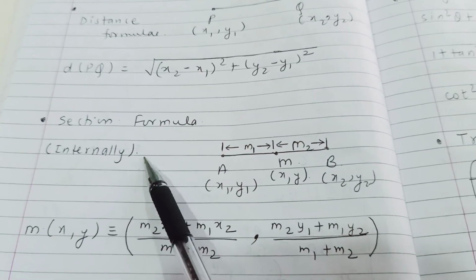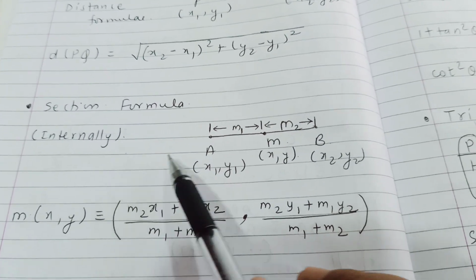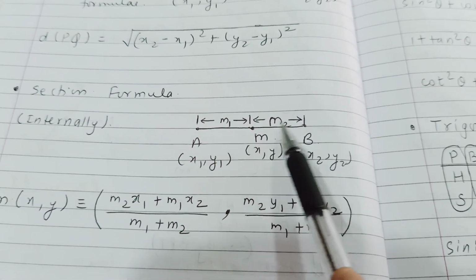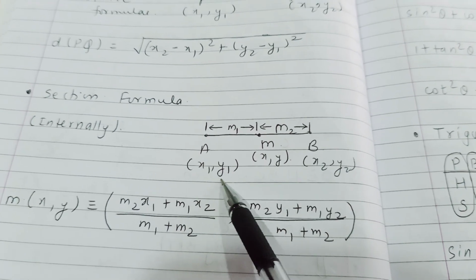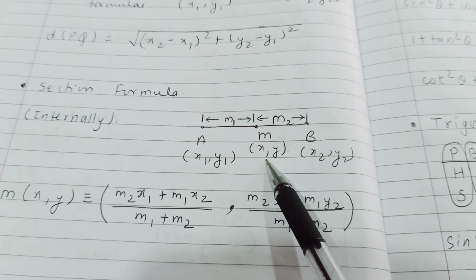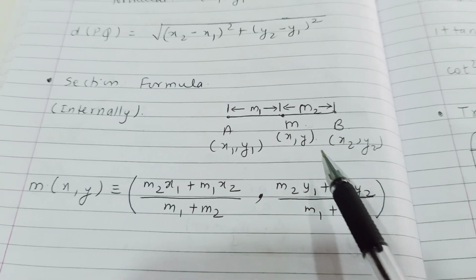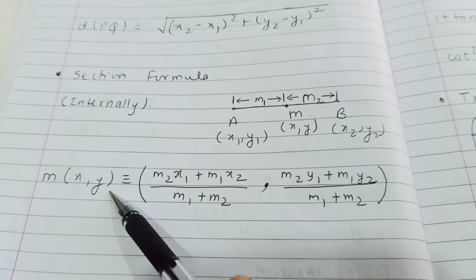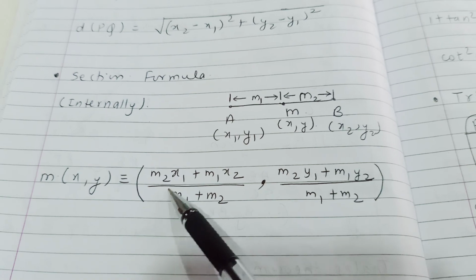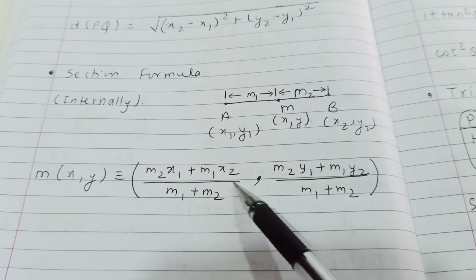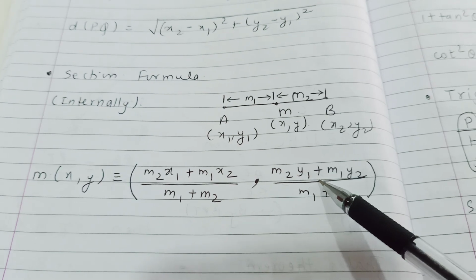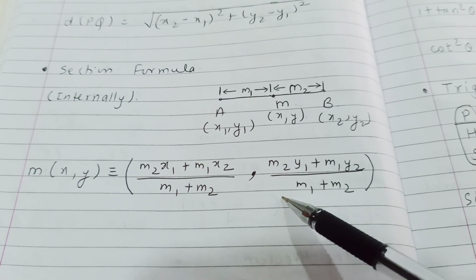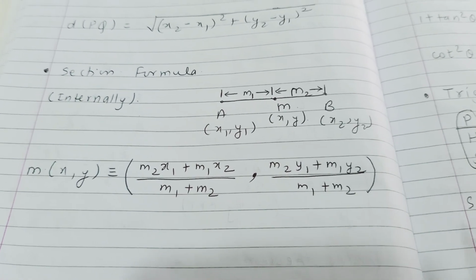And now the next thing is the section formula, internally. So m1 and m2 is the ratio in which AB is divided by M. A is given as x1 y1, M is x y, and B is given as x2 y2. So you can find the coordinates of x and y with this formula: (m2 x1 plus m1 x2) upon (m1 plus m2), comma, (m2 y1 plus m1 y2) upon (m1 plus m2), like this.